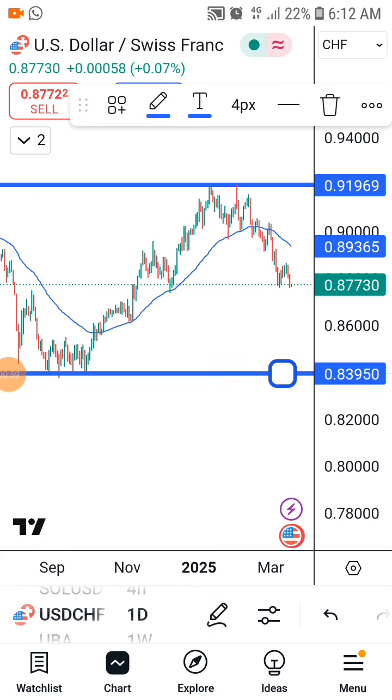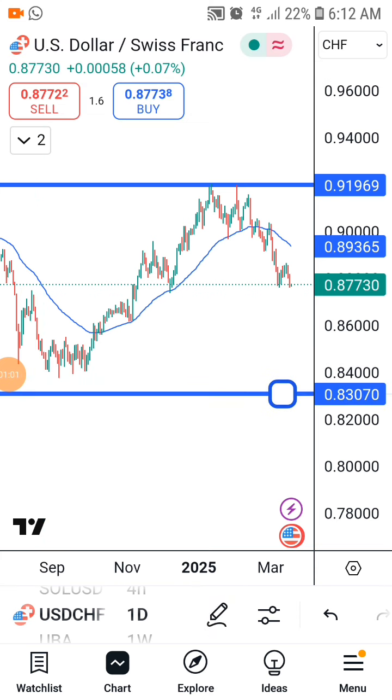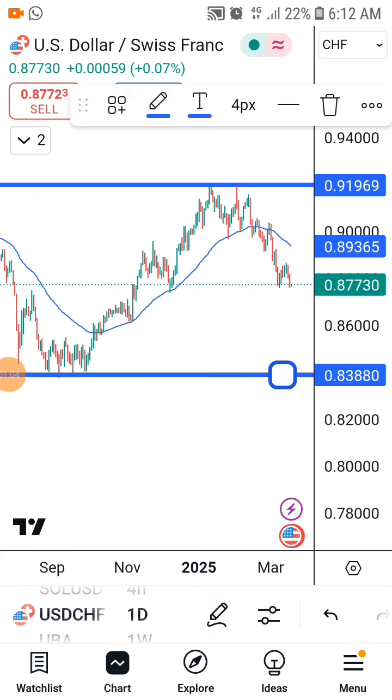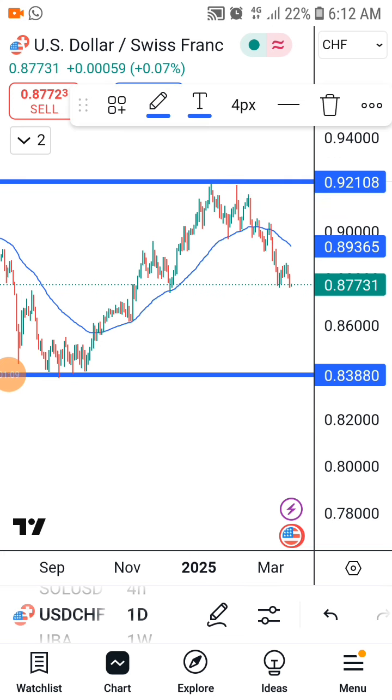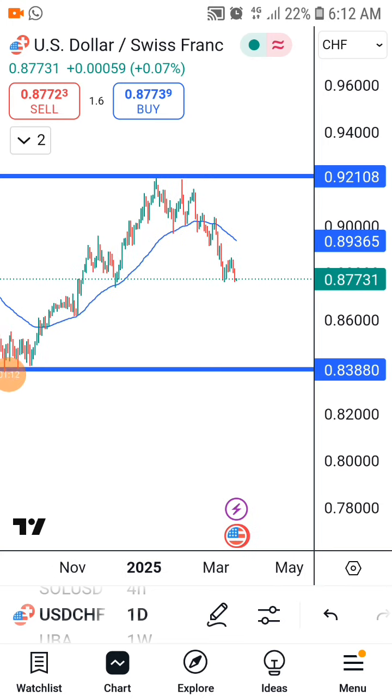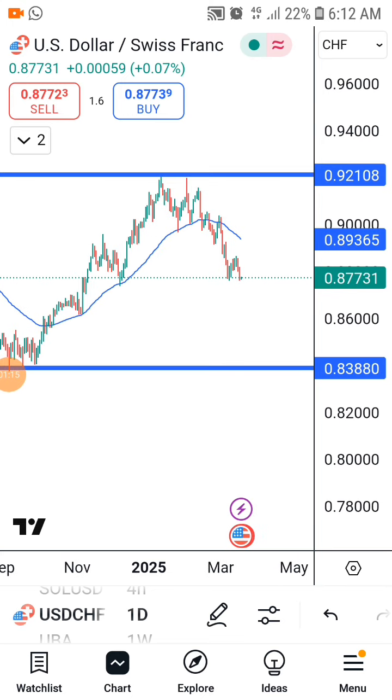You see, this was the previous low before it changed to an uptrend, and this was the current high before it changed to a downtrend. Can you see now? So what you are looking for now is to get your entry point.